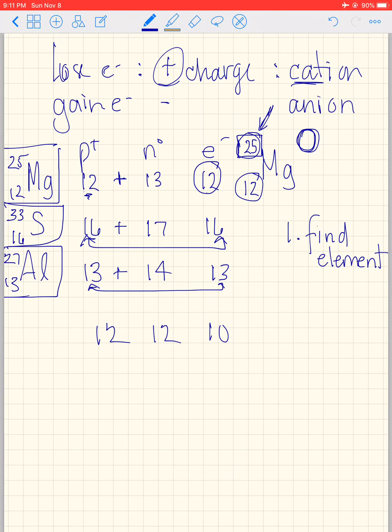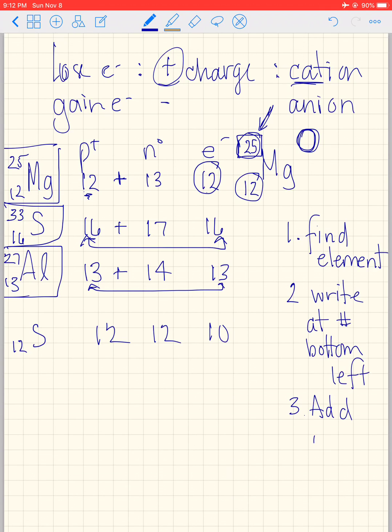And we already did this one, it was sulfur, so I found the element. My element is sulfur. The next thing I do is I write the atomic number in the bottom left. So I'm going to put 12 here. And then the third thing I'm going to do is I'm going to add the protons plus the neutrons to get the atomic mass. So this time it's the normal version of magnesium. I'm sorry, I said sulfur, but it's magnesium.